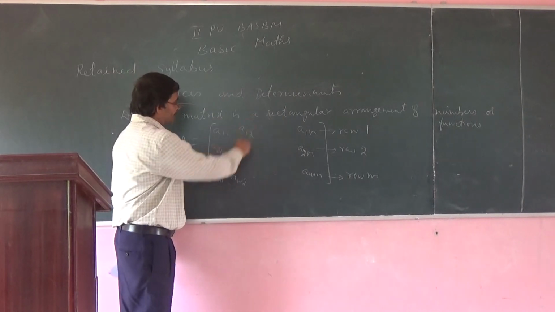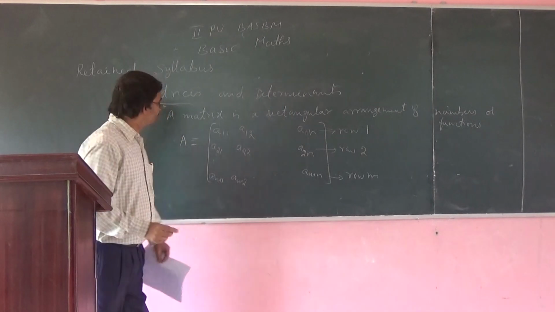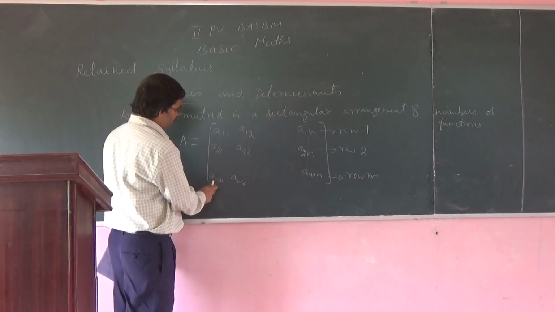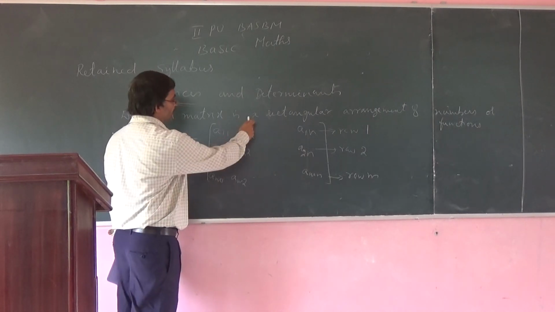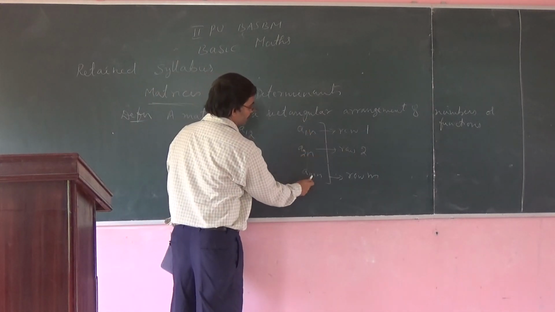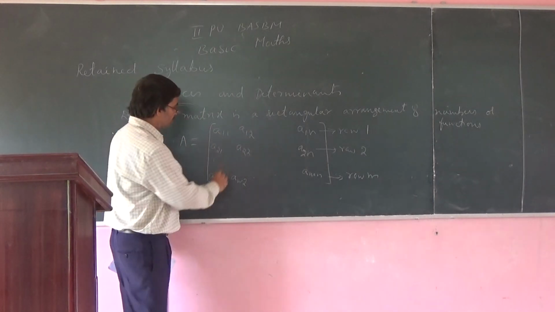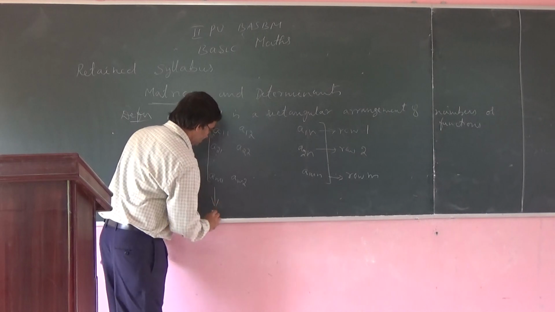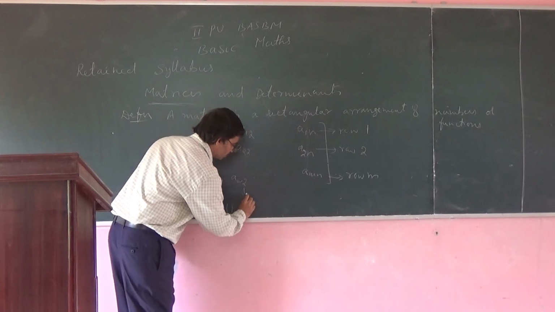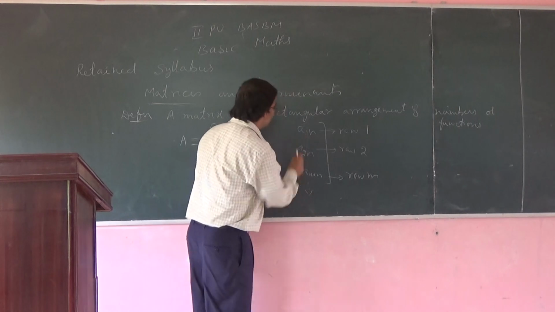Similarly, if you consider the vertical line here, the elements are A11, A21, and so on up to AM1. Next A12, A22, AM2, and so on, up to A1n, A2n, AMn. All these form what are called columns. So these vertical lines form columns. The first one is column 1, the second is column 2, and so on. This is column n.